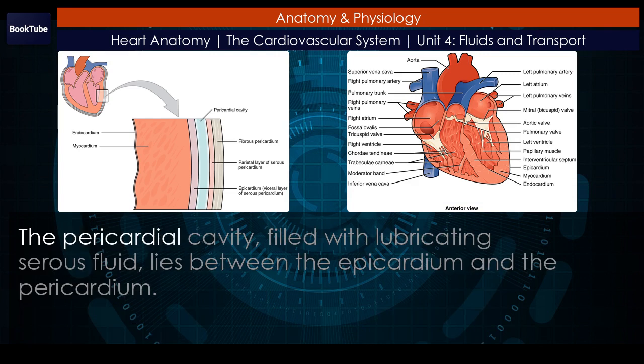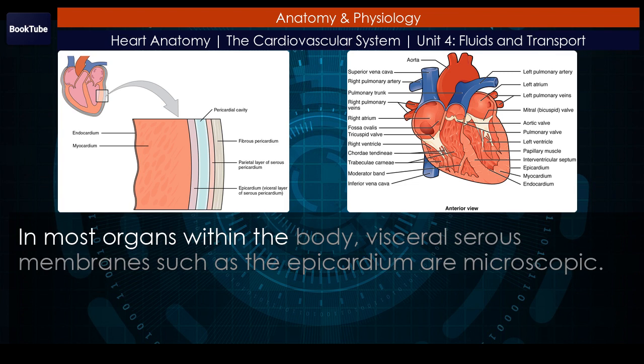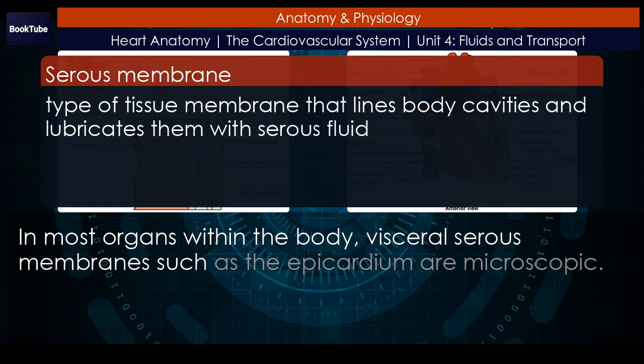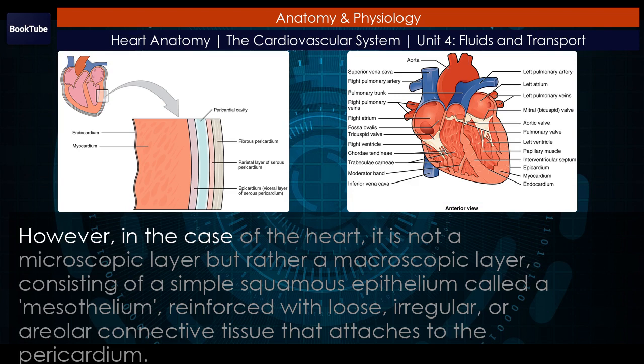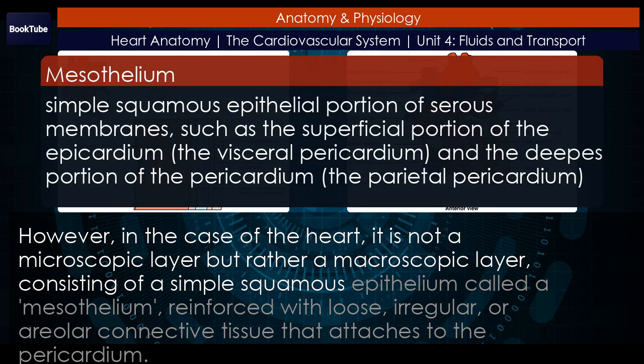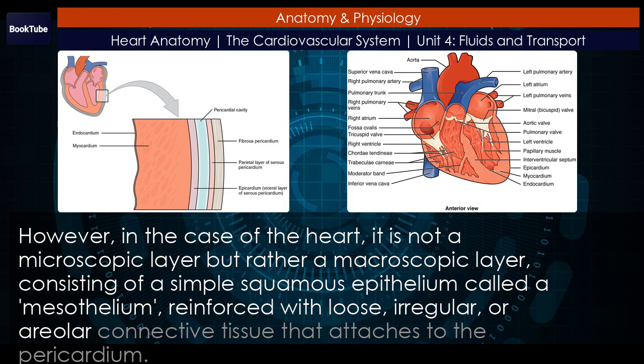The pericardial cavity, filled with lubricating serous fluid, lies between the epicardium and the pericardium. In most organs within the body, visceral serous membranes such as the epicardium are microscopic. However, in the case of the heart, it is not a microscopic layer but rather a macroscopic layer, consisting of a simple squamous epithelium called a mesothelium, reinforced with loose, irregular, or areolar connective tissue that attaches to the pericardium.